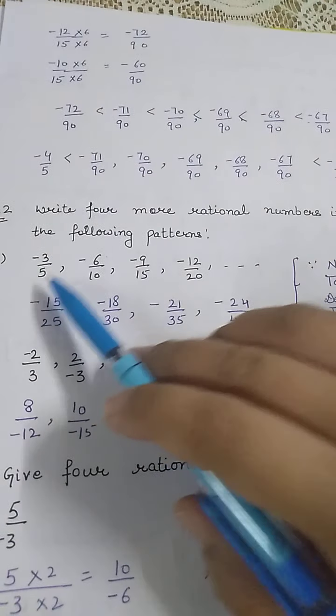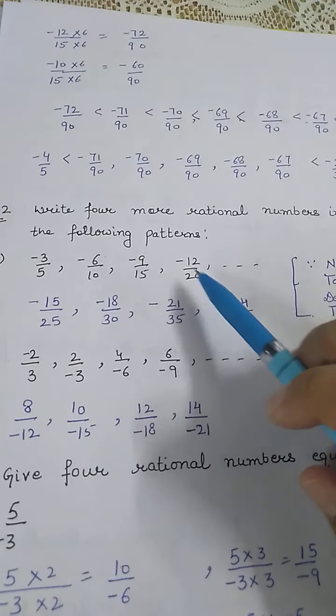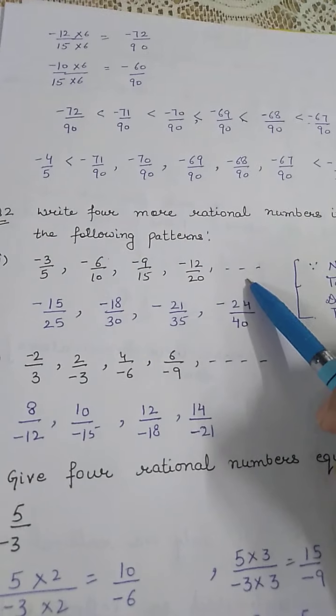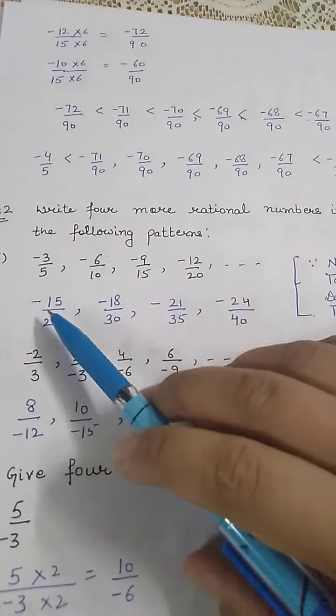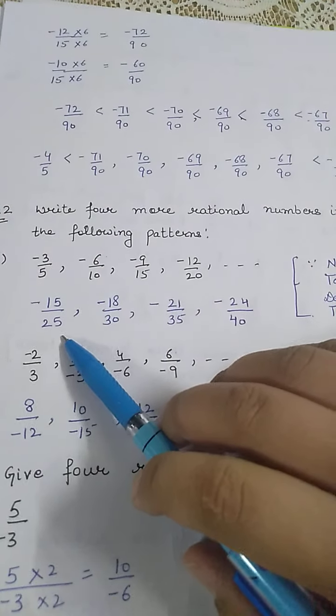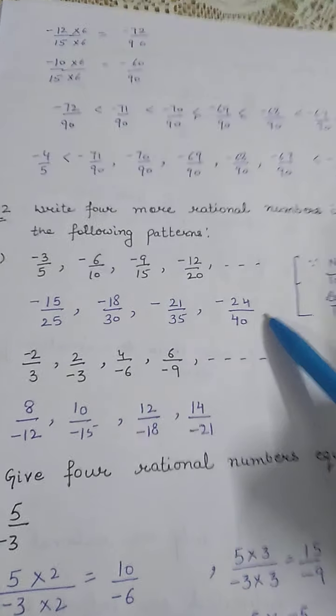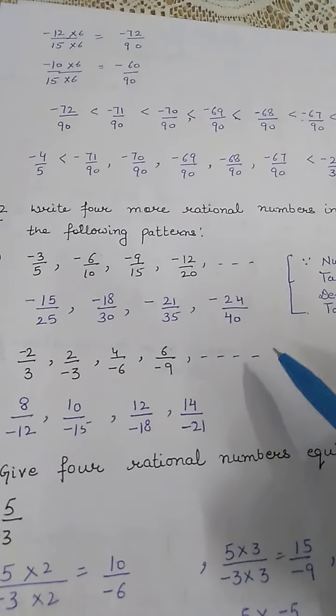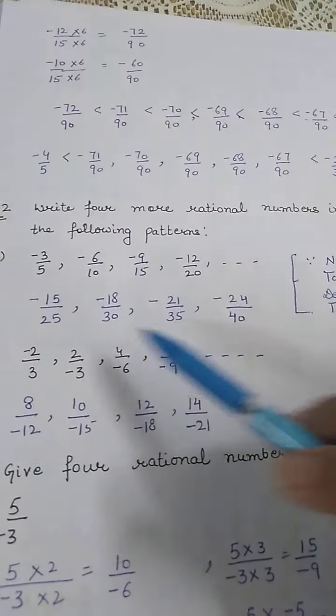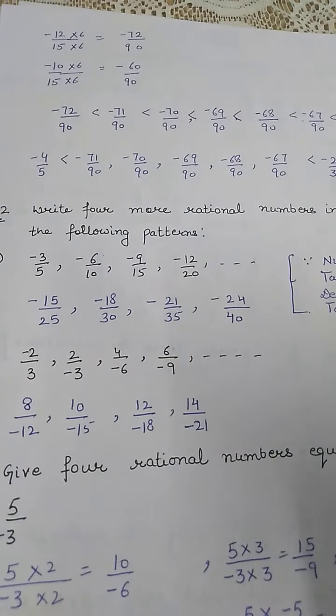So now in the denominator you can see all these are the multiples of 5. What will be the next multiple of 5? That is 25. So this is minus 15 by 25. Similarly, you can write the other numbers in the series. They wanted 4, so I have written 4. You can write more also.